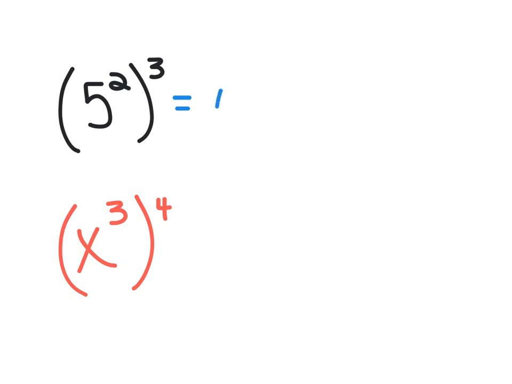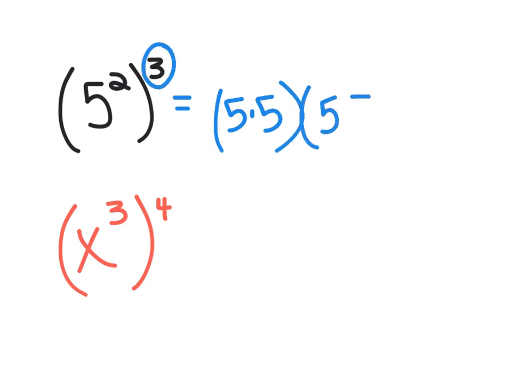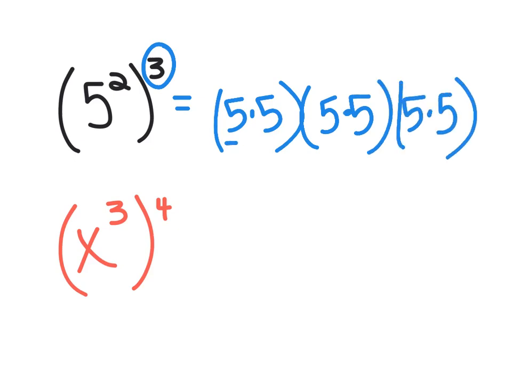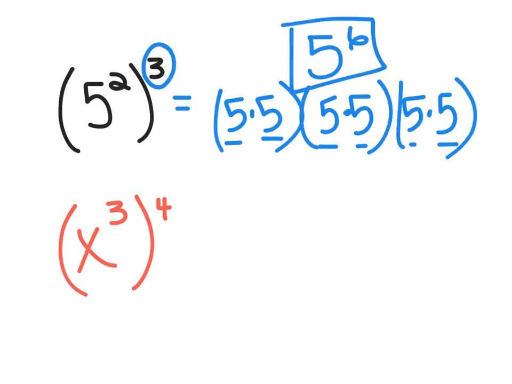So 5 squared, that's the same as writing 5 times 5. Now it says do that to the third power. That means I need to do that 3 times. So I'm going to do 5 times 5 again, 5 times 5 again. Now think about this. If I have 5 times 5 times 5 times 5 times 5 times 5, that's the same as saying 5 to the 1, 2, 3, 4, 5, 6 power. So that would be a simplified way to write that first one.